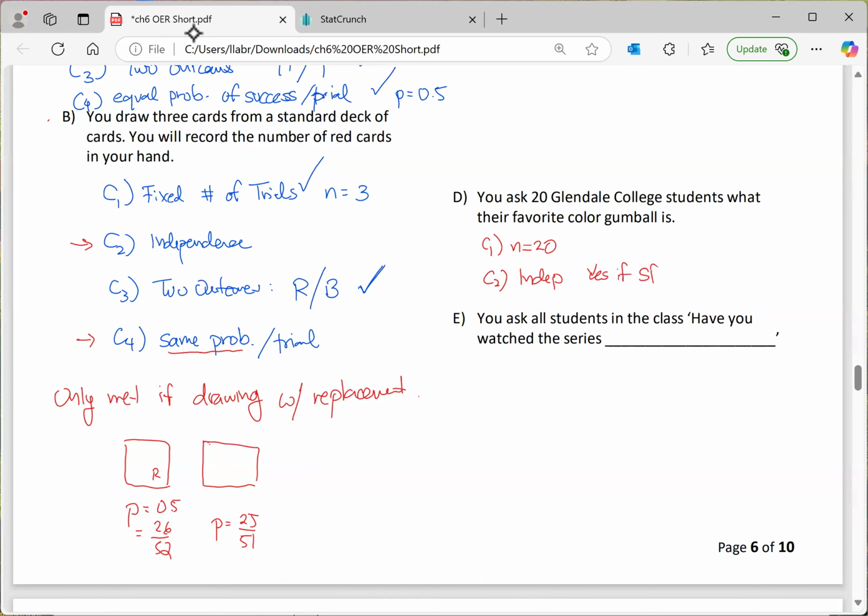If you take a simple random sample. But by the time you get to C3, which is the two outcomes, success or failure, this is not met because you don't just have two outcomes. Because you're asking the student an open-ended question, what is their favorite color gumball? They could give you any colors that they want. And so we don't have these two mutually exclusive outcomes. So the only experiment here that is not binomial is D.